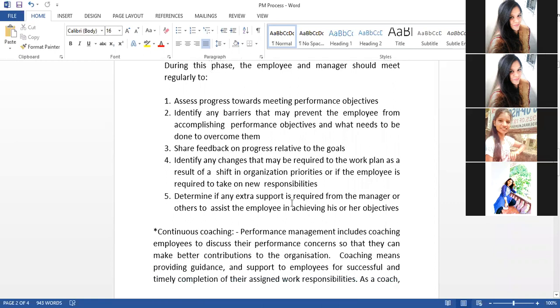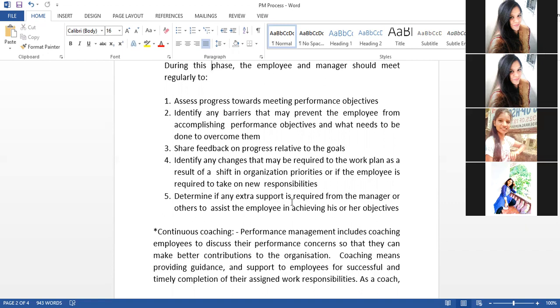Identify any changes that may be required to the work plan as a result of a shift in organization priorities or if the employee is required to take on new responsibilities. Yeah, I think when you are monitoring, you will understand that there are a few things which may require changes in your grand plan. Okay, and you can make the changes. Planning, आपने last year सीखा है POM में, planning should never be rigid. It should be flexible, wherein if any changes are required, they can be done. अभी आज की डेट में ऑर्गेनाइजेशन की एक्सपेक्टेशंस अलग हैं. हो सकता है एक साल बाद ऑर्गेनाइजेशन की एक्सपेक्टेशंस और प्रायोरिटीज अलग होंगी, तो आपकी प्लानिंग ऐसी होनी चाहिए ना that can be incorporated.